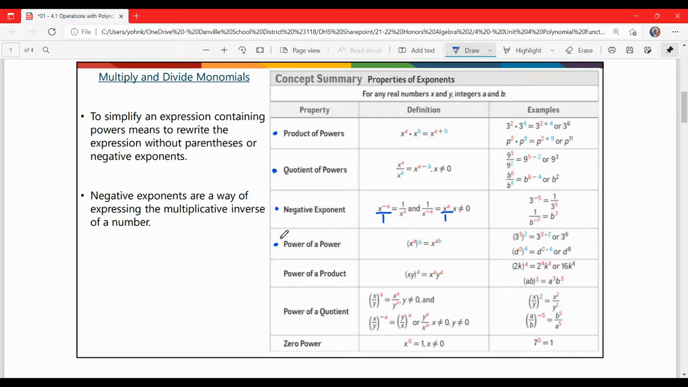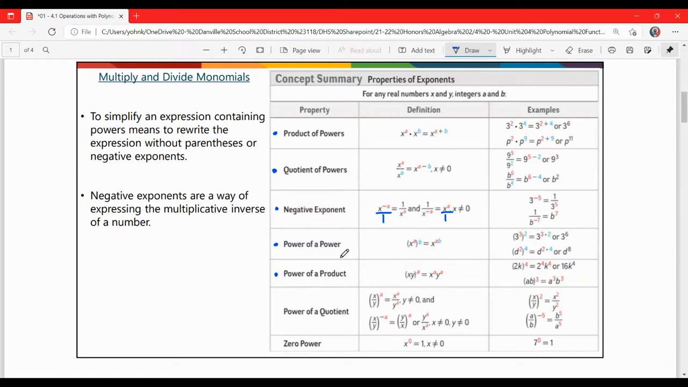The next rule is called power of a power. It says that if you have some power, x to the a, and you're taking the whole thing to the b power, you would multiply the exponents, x to the a times b. So for instance, if I have d squared to the fourth power, I would multiply the 2 and the 4 to get d to the eighth power.